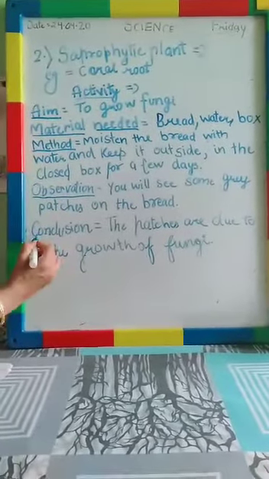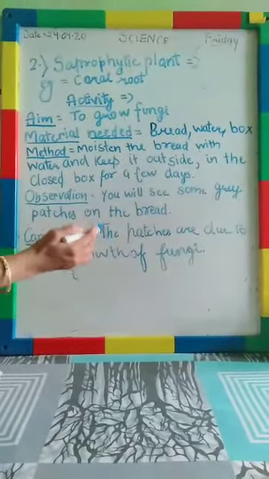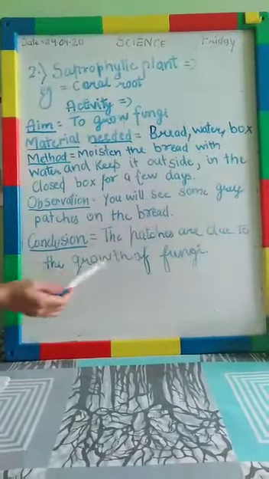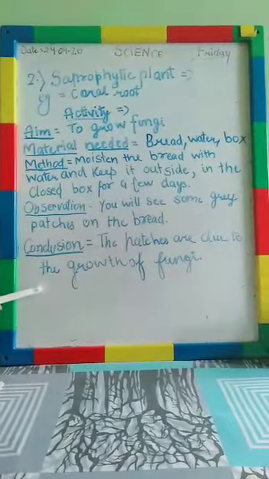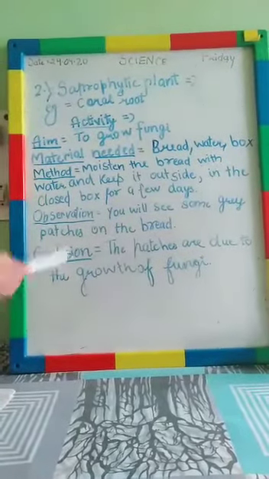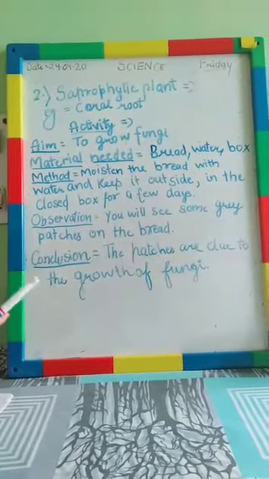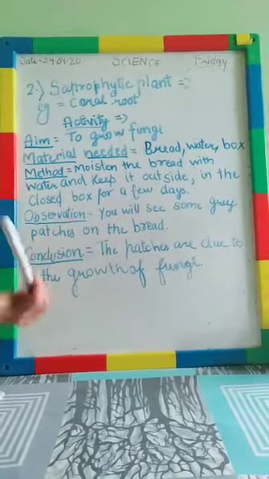So students, what is the conclusion? The patches are due to the growth of fungi. This is the conclusion, showing how these saprophytic plants grow on dead and decaying material.